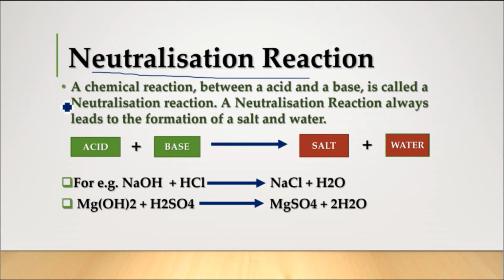So neutralization reaction, a chemical reaction between an acid and a base, is called a neutralization reaction. So here acid and base are reactants, and what is the product? The product is salt and water. So this is very important. Acid and base are the reactants and salt and water are products. So here NaOH and HCl are combined, meaning the acid and the base are combined, and NaCl plus H2O is formed. So this is a neutralization reaction.